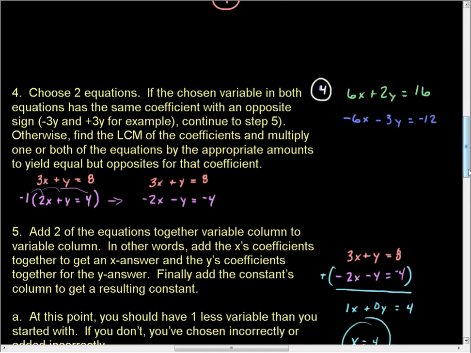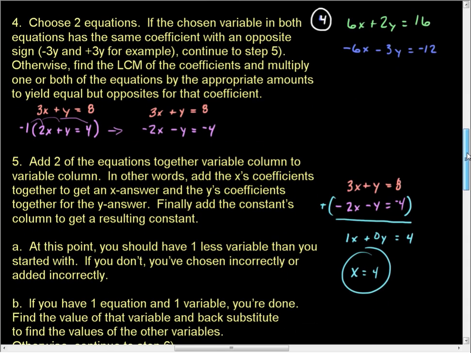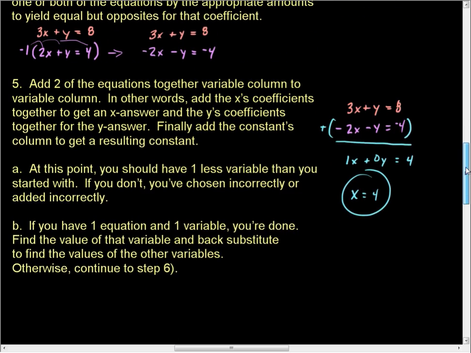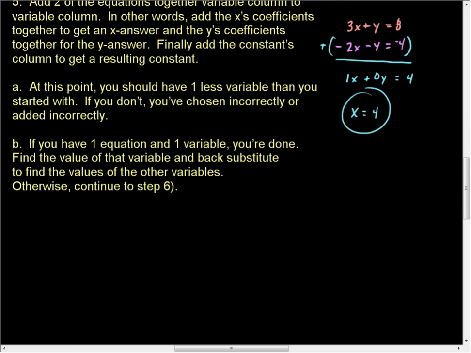Now what we can do is take these in step 4 and continue on in step 5 with them. I'm going to recopy them down below. So this is going to be 6x plus 2y equals 16. And the dark blue is going to be negative 6x minus 3y equals negative 12. And just like before, I'm going to add them together. I'm adding the equations, so that's why I put the bottom in parentheses.